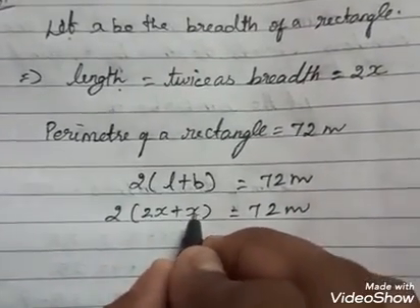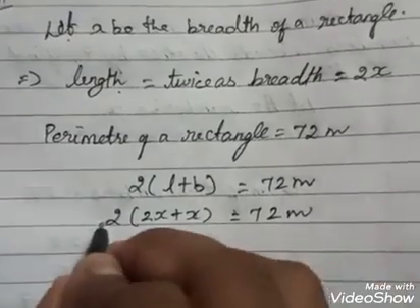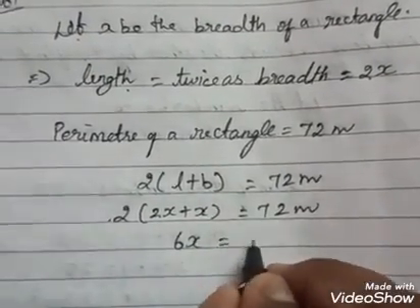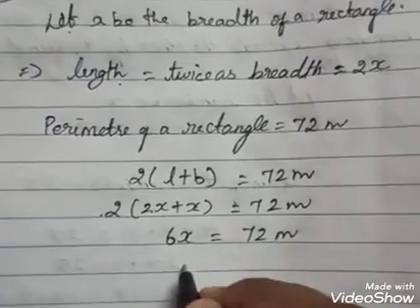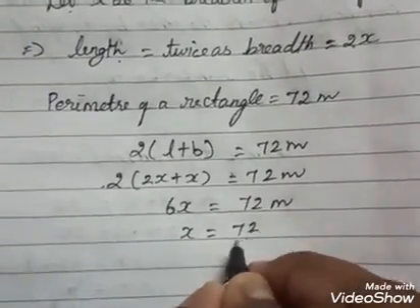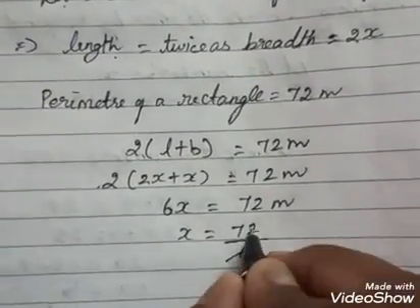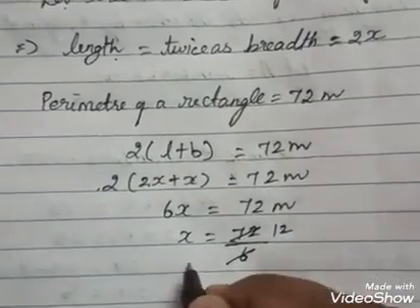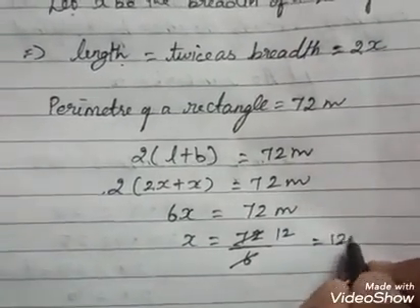So 2x plus x is 3x. 3x into 2 is 6x, which is equal to 72 meter. So x is equal to 72 divided by 6. 6 1s are 6, 6 12s are 72. So which implies x is 12 meter.